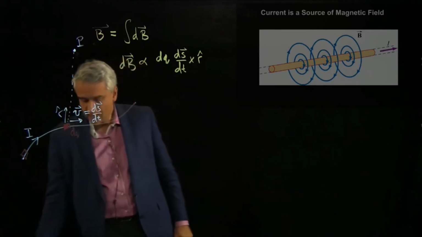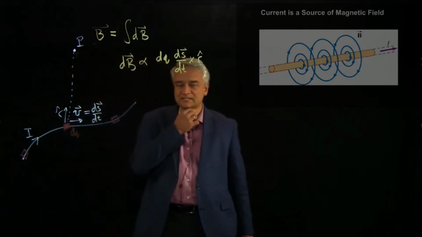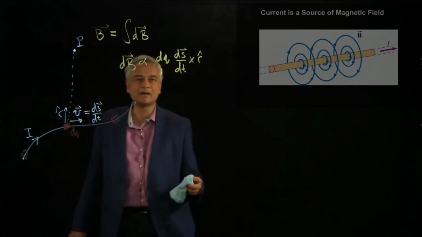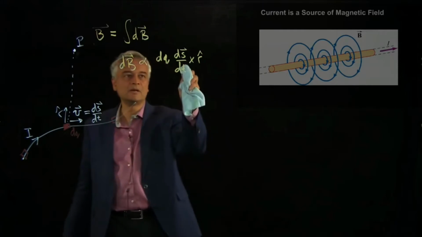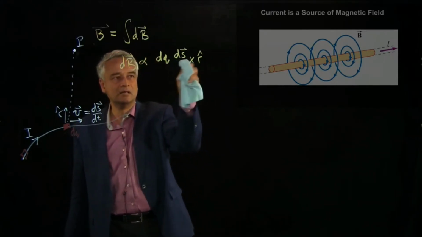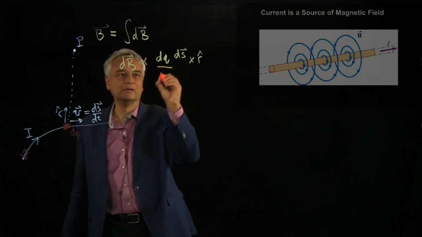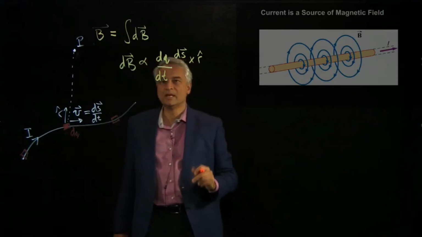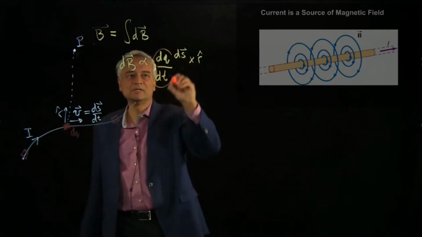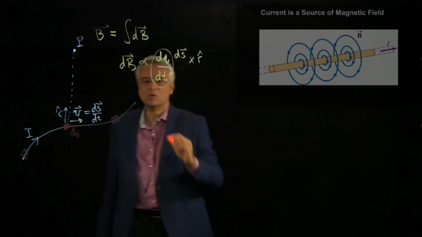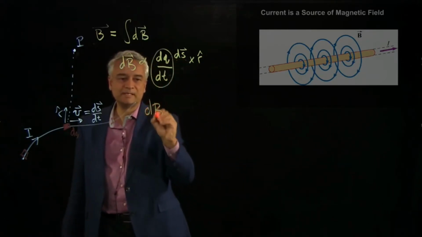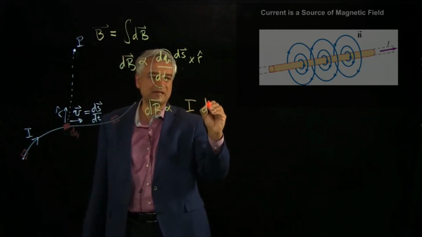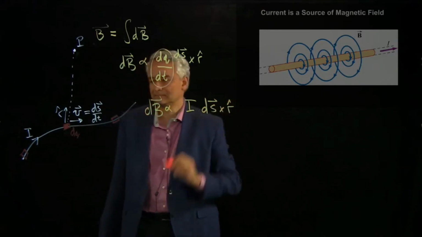That's this dB. Okay, and now I play a standard physicist's trick, and it's the same physicist's trick that we used previously when we talked about the force on a current-carrying wire. And I'm going to do it with my eraser here. I'm going to take this dt, and I'm going to move it over, move it here. So I moved the dt from under the dS to under the dQ. And why did I do that? Well, I did that because dQ dt is the current I. So the conclusion that I reach is that dB is proportional to I times dS vector cross R hat.